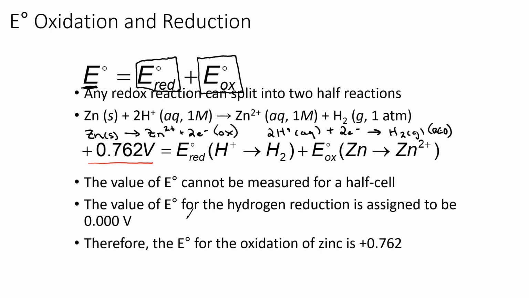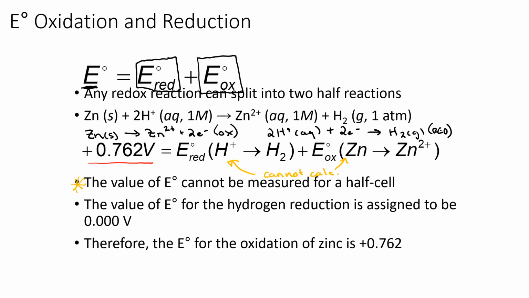is this top bullet point says the value of E naught cannot be measured for a half cell. So what that's telling us is that we cannot calculate either of these two things that we need to solve for this problem. It's not that I can't calculate it.